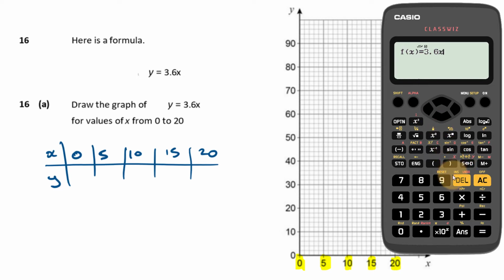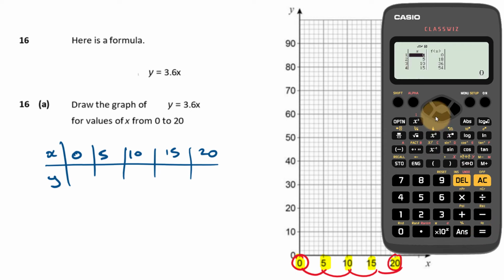Now mine's asking for g of x, but we're only using one function in this one, so just skip over that one, just press equals again. The start number is going to be this number down here, 0, and the end number is going to be this number up here, 20. Now the step is what we're going up in. From there to there, we're going up in 5s. So we're going up in steps of 5, and if I press enter now, I get a table with all my values in.